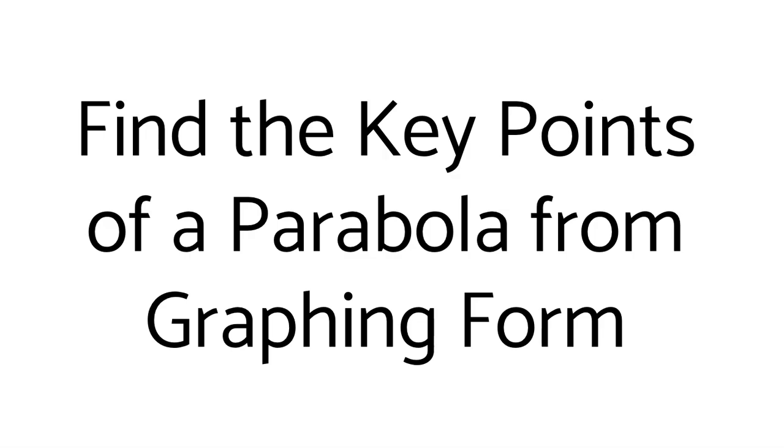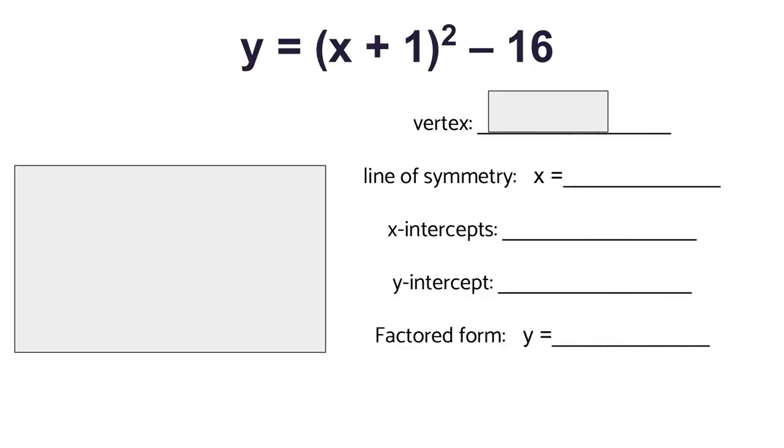Hello, in this video we're going to be talking about finding the key points of a parabola when we are given graphing form, or sometimes it's called vertex form. So this is an example of a parabola when it is given in vertex or graphing form. It has the quantity being squared, so this is called a perfect square, and you have minus 16.